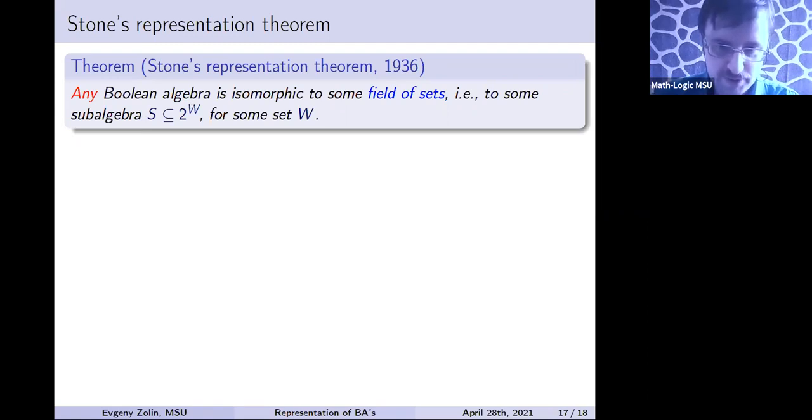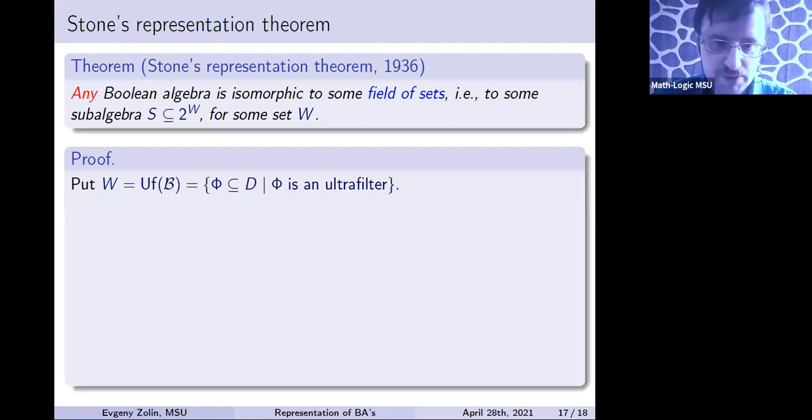In the previous theorem, we took the set of atoms. Here we cannot do this. Sometimes we don't have atoms at all. But here we will take the set of all ultrafilters. They play the role of atoms in some sense. So we take the set of all subsets phi of D that are ultrafilters.